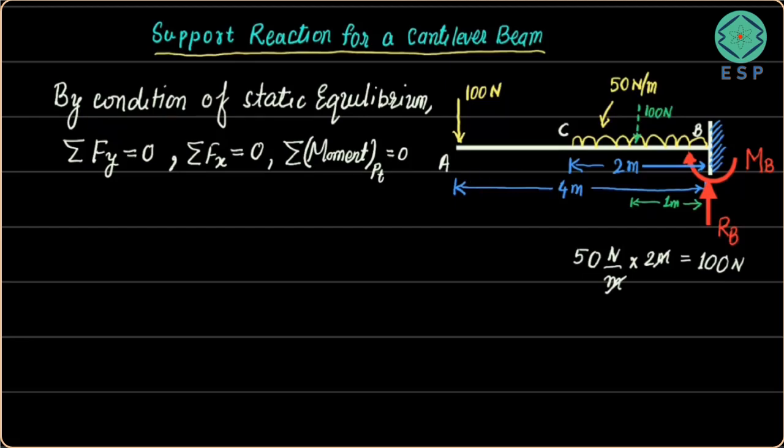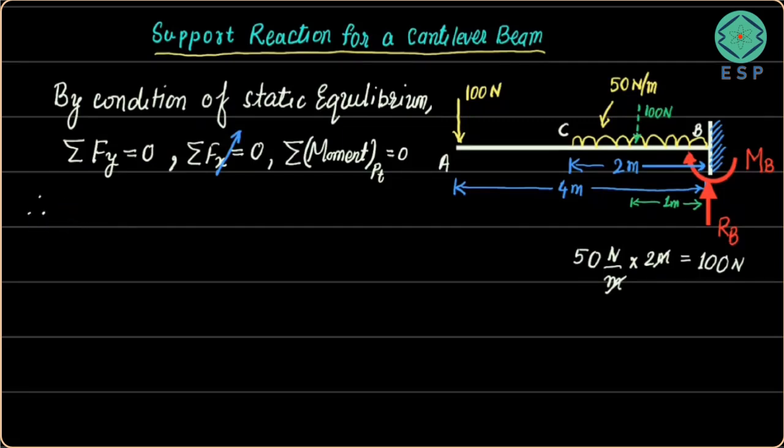Now in this particular case there are no horizontal forces, so we can avoid that situation. So we can only take the summation of vertical forces, that is the summation of forces in the y direction is 0, and the summation of moment of forces about any point, you can take point B, is going to be 0. So I'll first start with this condition.